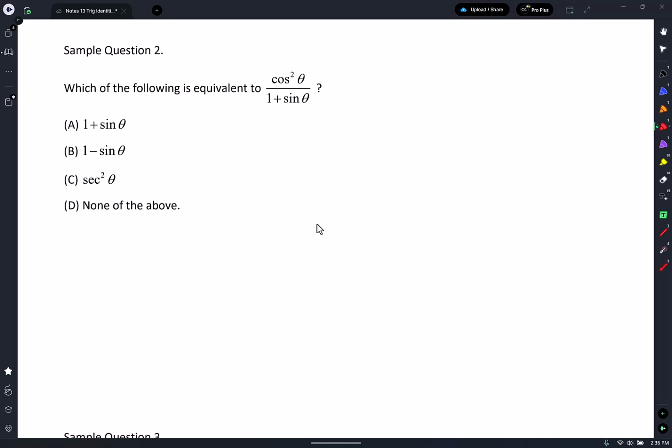Are we okay? All right, which of the following is equivalent to cosine squared over 1 plus sine theta? When you see this, guys, here's what you should be looking at. You look at the answer choices. Do you see any of these answer choices with cosine in them? No. So then we're probably going to be substituting something for that cosine squared. So the first thing you're going to say, well, what do I know? You know the Pythagorean formula. Cosine squared theta plus sine squared theta equals 1.